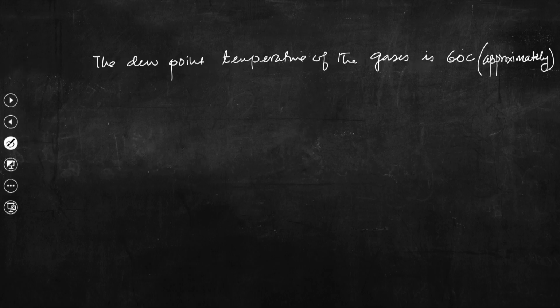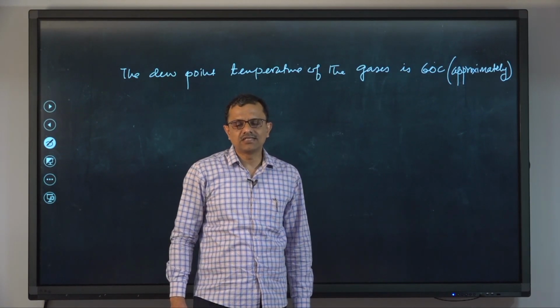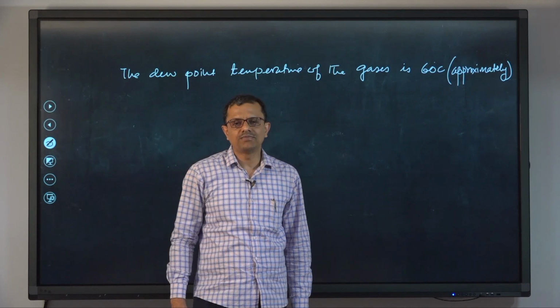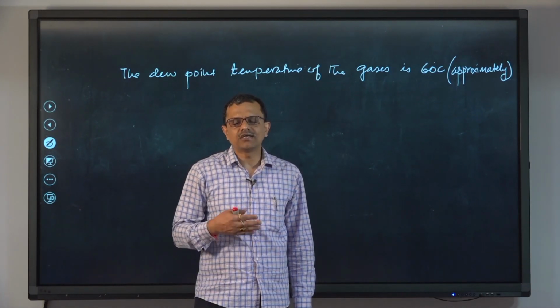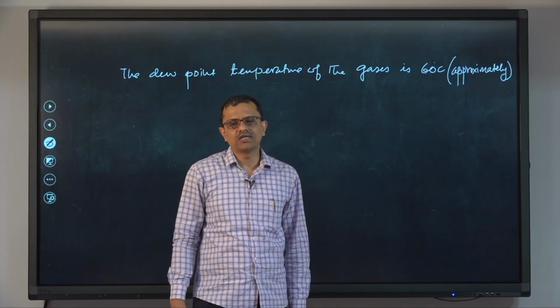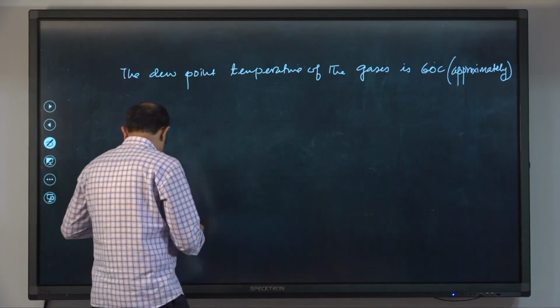So, that is why it is always ensured that the temperature of the gases at the exit of the calorimeter should not fall below 60 degrees, and that is why the control over the flow rate of water would be there. Okay.